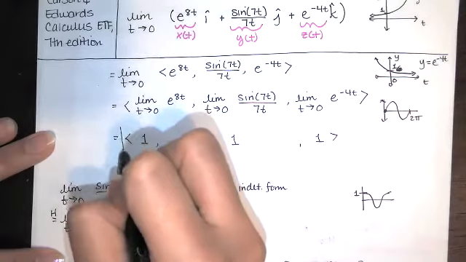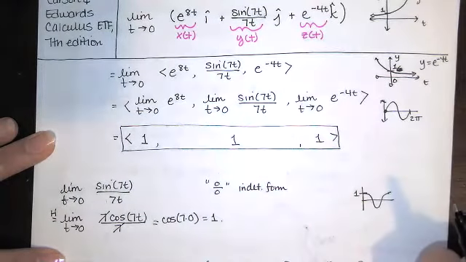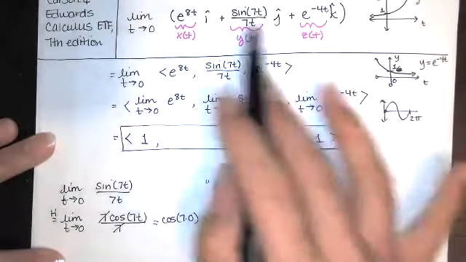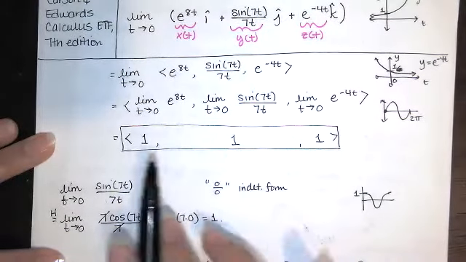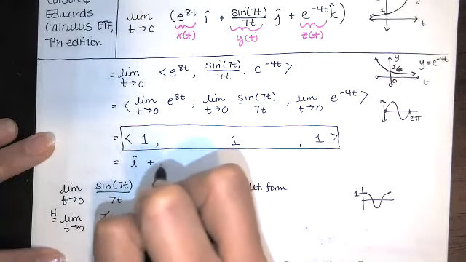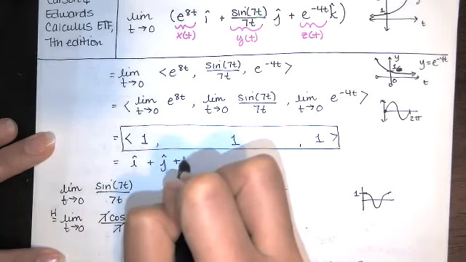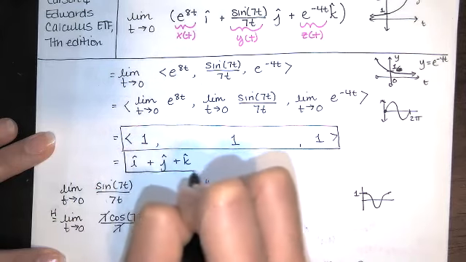So the answer to this question is a vector. Because we're taking the limit of a vector valued function, the result is a vector. It's a vector with components 1, 1, and 1. Or in terms of i hat, j hat, and k hat, that's 1 times i hat plus 1 times j hat plus 1 times k hat.